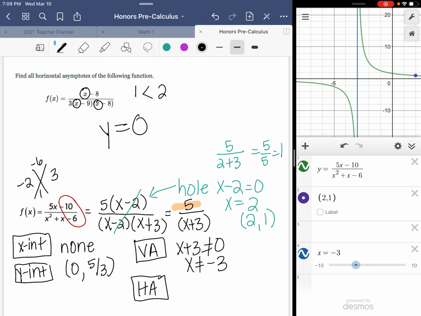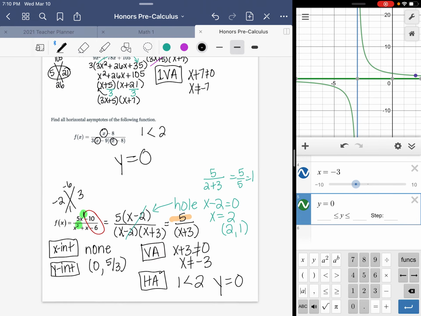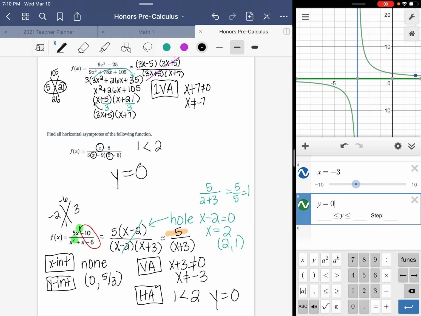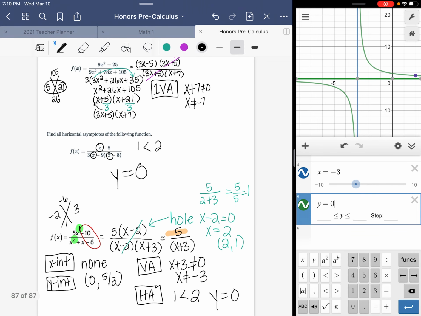And then my horizontal asymptote is going to be based on the degrees of the numerator and the denominator. So the degree of my numerator is 1, and the degree of my denominator is 2. So 1 is less than 2, so it's automatically going to be y equals 0. And again, I can test that, y equals 0, and I do have a horizontal asymptote there. All right, so all these pieces combined are going to give you those key features of your graph.